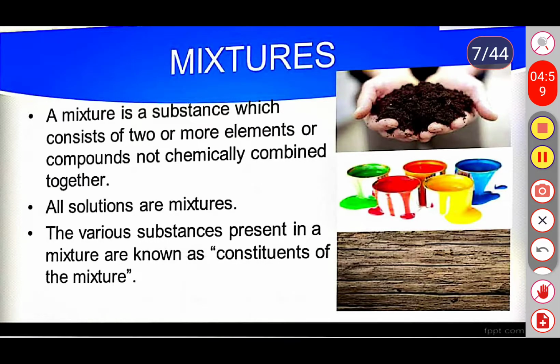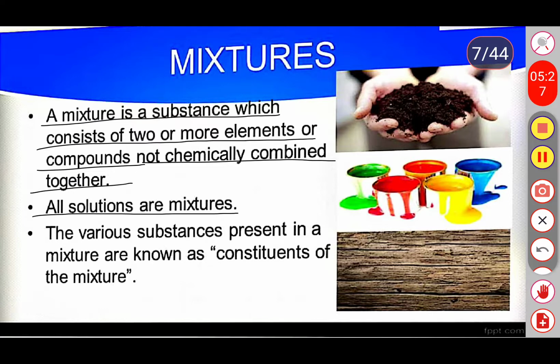A mixture is a substance which consists of two or more elements or compounds not chemically combined together. It means they will not form any kind of bonding here. It's just a combination only. We combine two or more substances, but these substances will not form any kind of bonding. All solutions are mixtures.